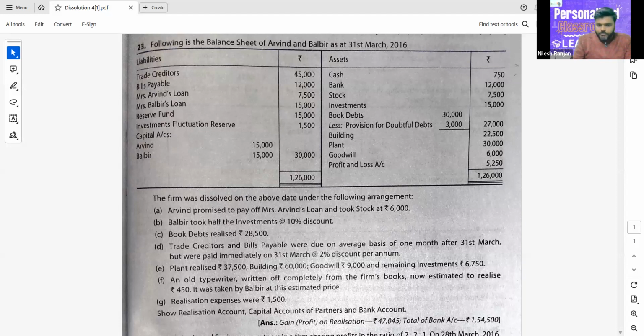Done. No, sir. Okay, which part are you doing? Sir, I'm only finishing the realization account. Okay, so the balance two will take less time. Sir, I got the total as 2,36,950. Is that correct?